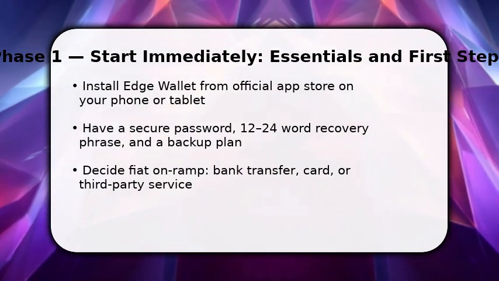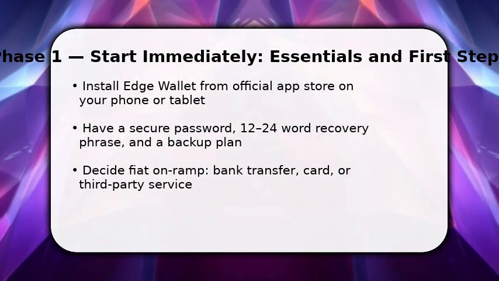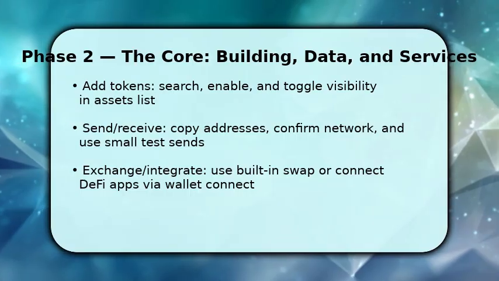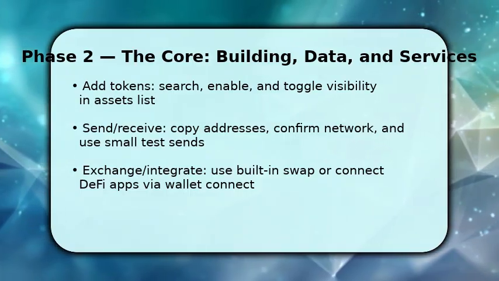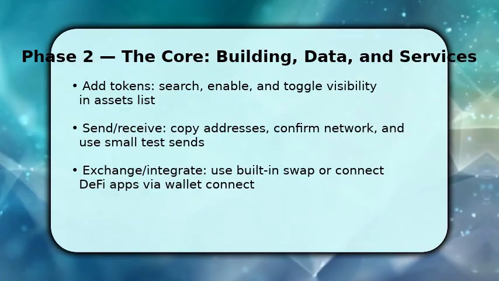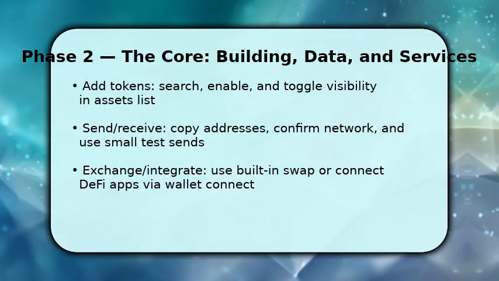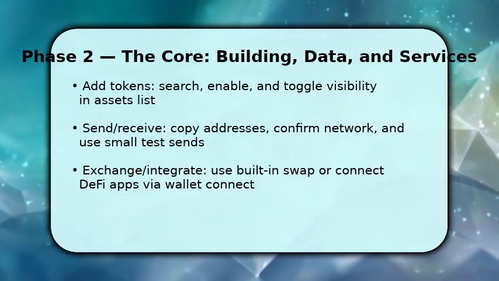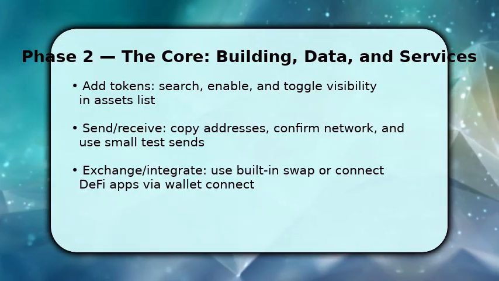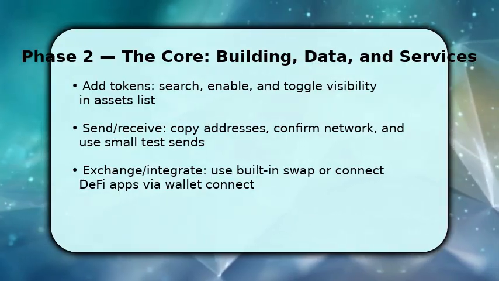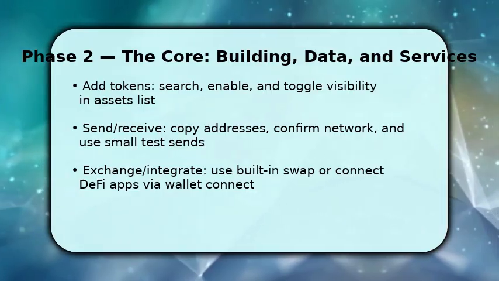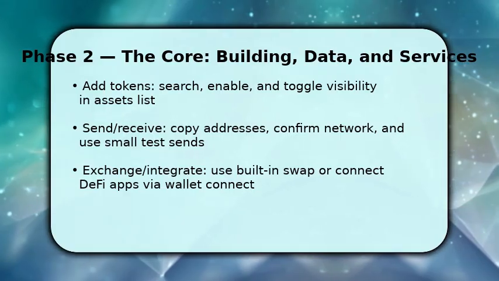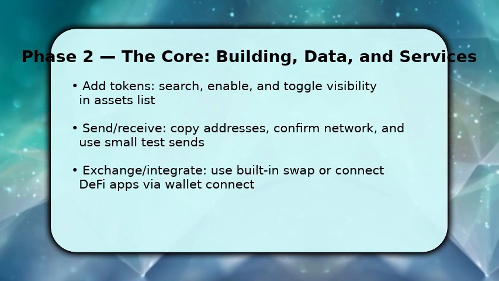This prevents total loss if your device is lost. You now add and organize assets. Tap Add Token, search the symbol, and enable visibility so balances display. When sending funds, copy the recipient address carefully and verify the network. Mistakes are irreversible, so always do a 0.01 or small test send first. For swaps, use Edge's built-in exchange or connect decentralized apps. This gives you on-chain access without exporting keys. Once complete, set custom labels and pin frequently used tokens for faster access and clearer bookkeeping.